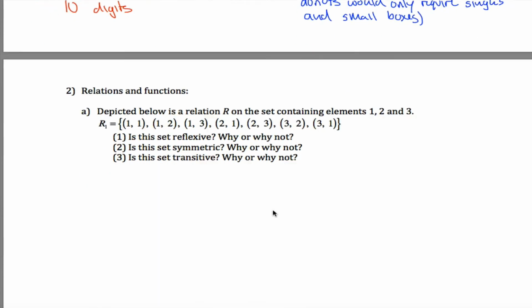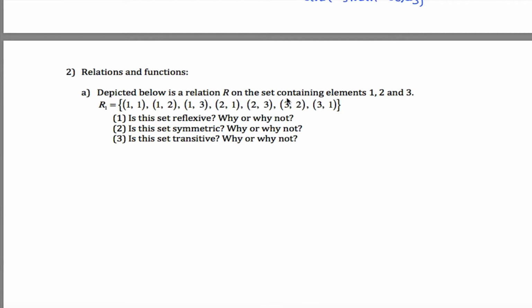All right, moving on. Relations and functions. You're given this relation on a set and asked if it's reflexive, symmetric, and or transitive. Let's see, reflexive. Nope. Why not? Because, I don't know, 2, 2, for example, is not in my relation. To be reflexive, it needs to have 1, 1, 2, 2, and 3, 3. There needs to be an arrow from every single element to itself. There's no arrow from 2 to 2. It's not reflexive.